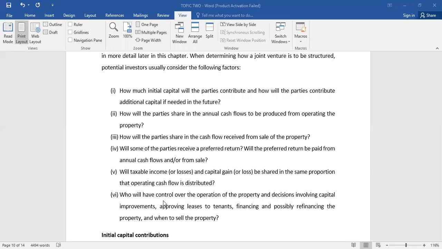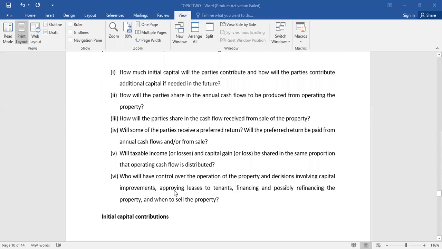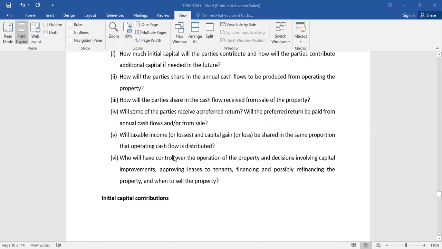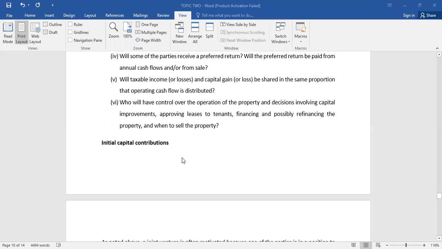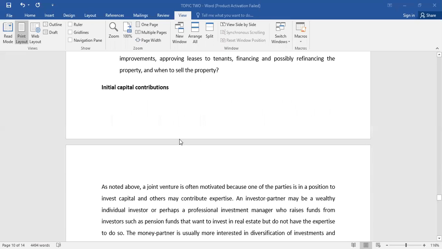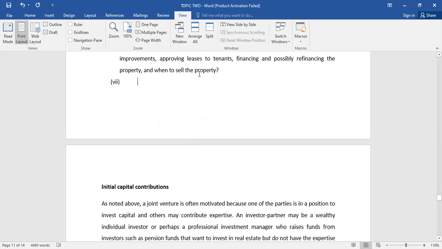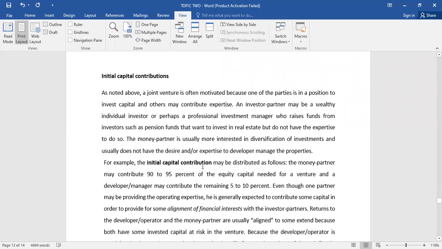So who will have control over the operation of the property? Who will be involved in the decision? You said we have the management, or the general partners who are doing partial work of management, and they are putting their quality time in that. And then we have the limited liability partners. So the initial capital, this is the thumb rule.